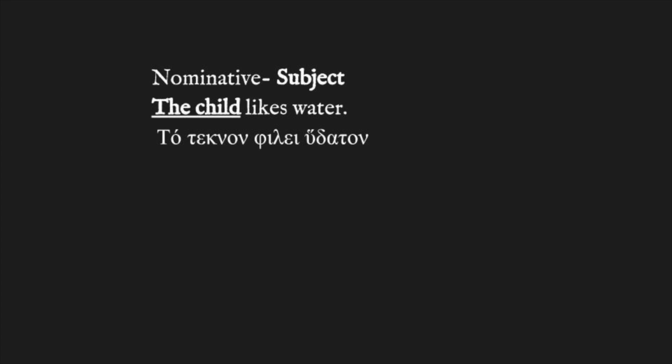In this example, the child likes water. The child is the one doing the verb, which is liking. Therefore, the child is nominative. Also, the ancient Greek translations are under the English sentence just for reference. You are not expected to be able to translate them by any means.